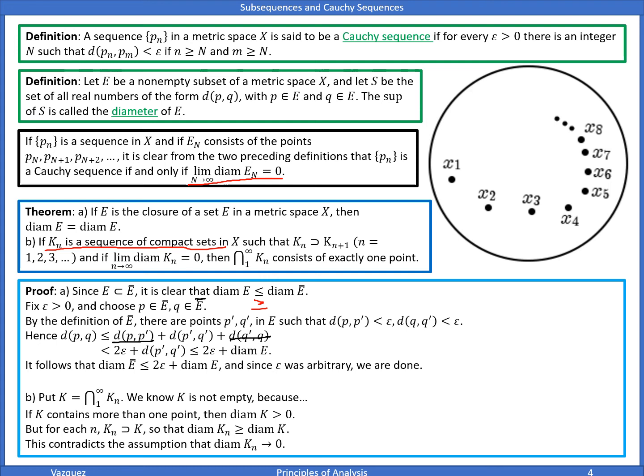What does that tell us? That tells us that in fact the intersection consists of only 1 point, right? So we assumed that there were 2 points and we reached a contradiction. Therefore, our theorem holds.